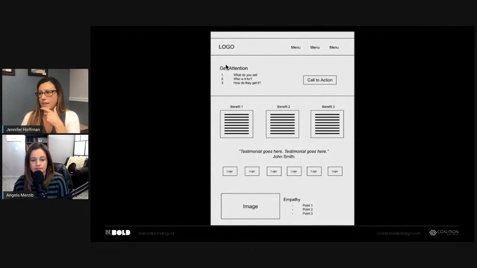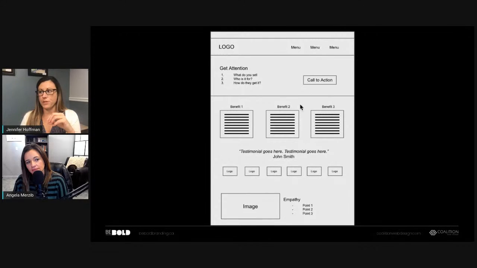But you can see that we have the above the fold section, which is where you want to get their attention. And the most important thing that you need to talk about here is, what do you sell, who is it for, and how do they get it? So you want to be very clear about those things. We talk about this a lot, and the reason why is because a lot of people get this wrong. And if you confuse people, they are going to leave your website. If you don't get this section of your website right, they're not going to want to keep reading.